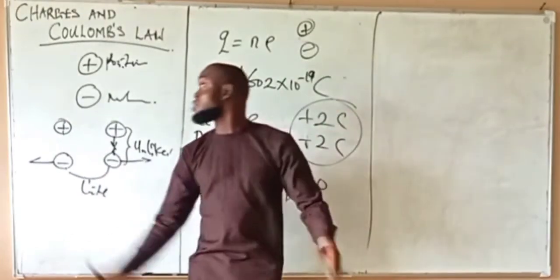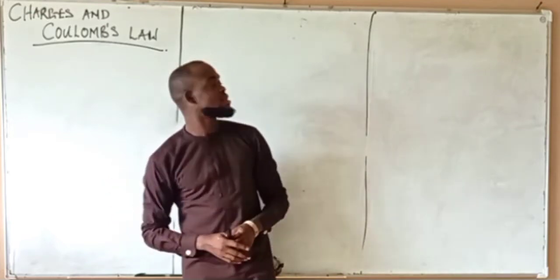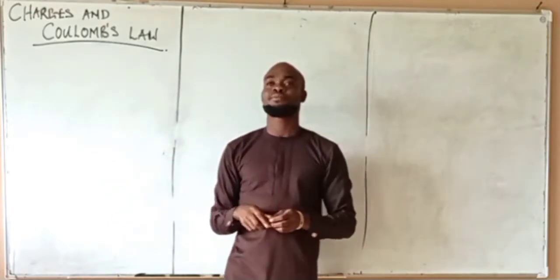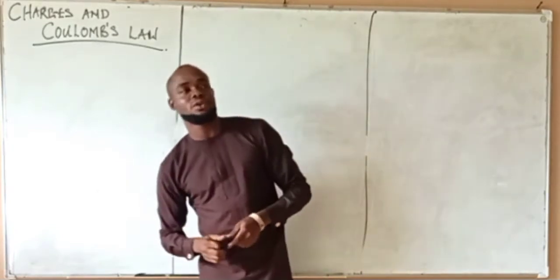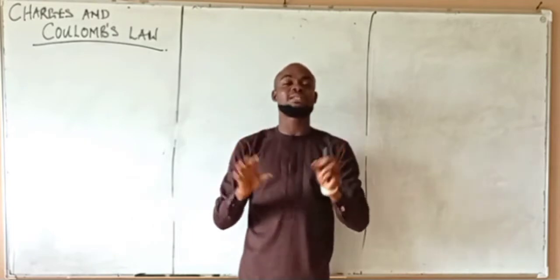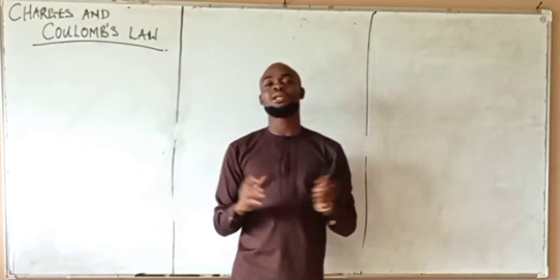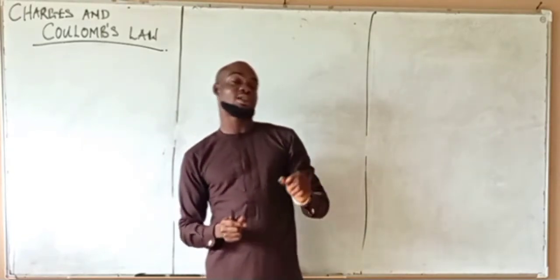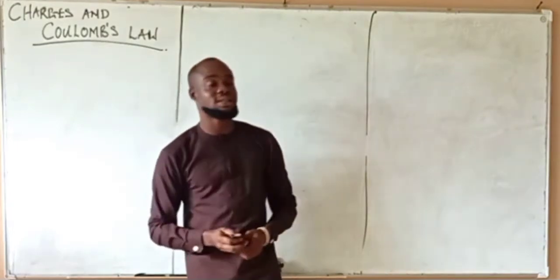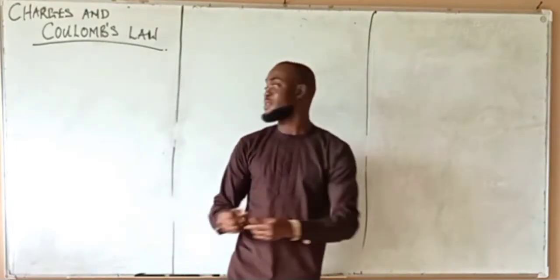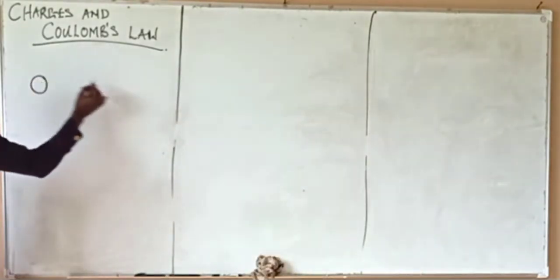Now let's look at Coulomb's law. Coulomb's law states that the force of attraction or repulsion between two charged bodies is directly proportional to the product of the magnitude of the charges and inversely proportional to the square of their distance apart. Take note of that: between two.